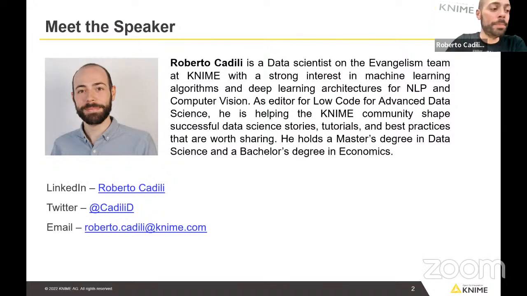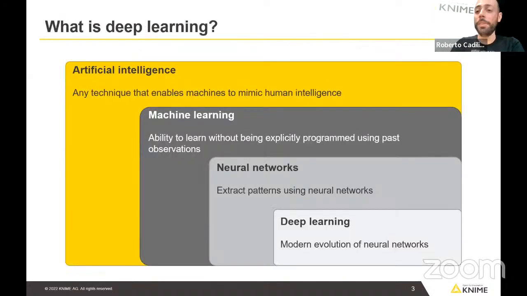And I think enough about myself. Let's get started. Maybe the first question we need to try to answer is, what is deep learning? As you can see from the slide already, deep learning is just a smaller part of a much broader domain of artificial intelligence. By artificial intelligence, we mean any technique that basically enables machines to mimic the intelligence and behavior of a human being.